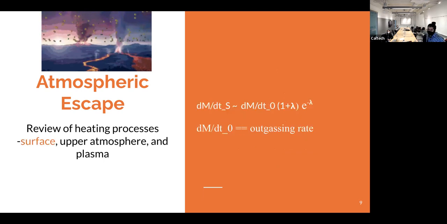So starting with the oldest known escape mechanism from, I think, the 1910s, this is Sir James Jeans' kinetic model, where essentially this lambda parameter is the infamous Jeans parameter, and this calculates atmospheric escape on a molecule by molecule basis. So it's a kinetic model, not a fluid model, although it is still thermal, because this term right here, dm/dt naught, is the outgassing rate.